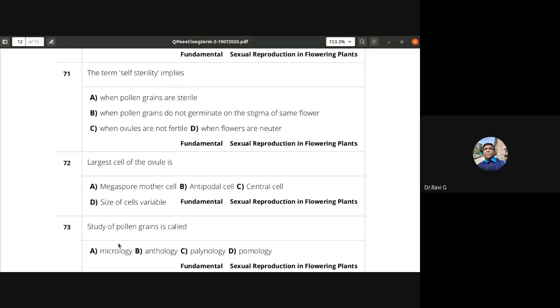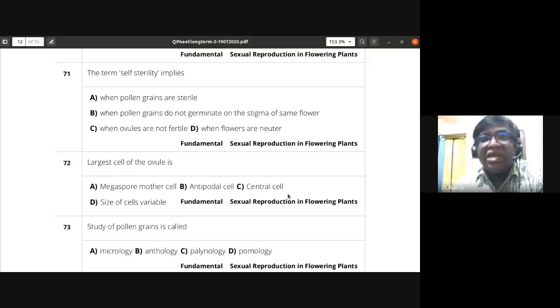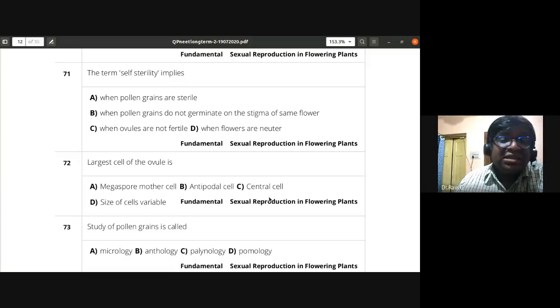72nd, largest cell of the ovule: megaspore mother cell, antipodal cell, or central cell. Central cell is the largest cell. Within the central cell, you find the three antipodals and egg apparatus. The central cell has the secondary nucleus. So central cell is the largest cell of the ovule. 72nd, C is the answer.